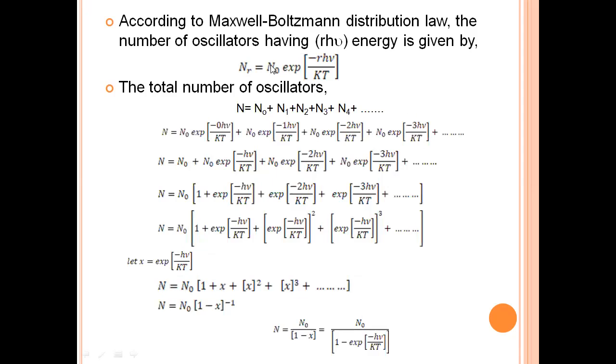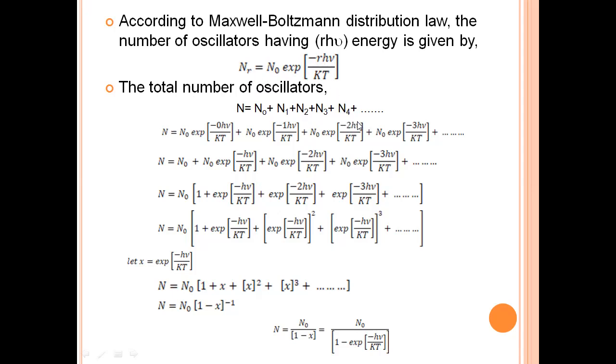To derive the total energy of the oscillators and the number of oscillators, we are going to take the help of the Maxwell Distribution Law, which states that the number of oscillators having the energy r h nu can be given as Nr is equal to N0 into exponential of minus r h nu by kT. Now in this expression, in place of N0, we are just going to replace the r value with 0. In place of N1, we replace the r value with 1. In place of N2, we replace the r value with 2.